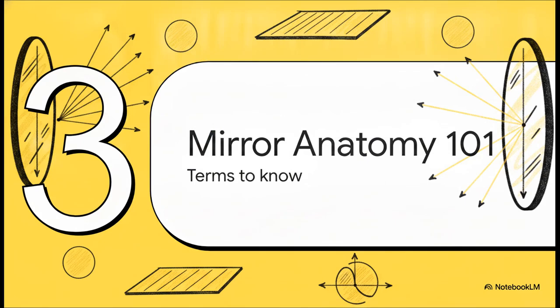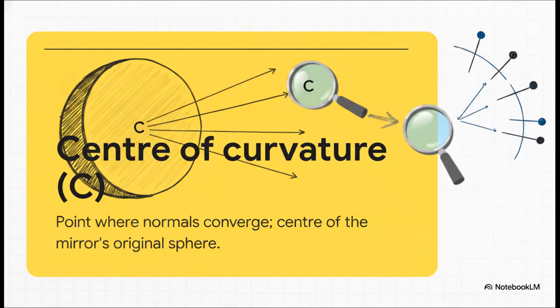Section 3, Mirror Anatomy 101. Let's get our terms down. To truly understand how light bounces off these converging and diverging normals, we need to build up a shared vocabulary. Let's dissect these mirrors teacher style and learn the core anatomical terms. First up is the center of curvature, which we call C. Remember those pins converging when we bent the foam inwards? Well, the exact point where all those normal lines would eventually meet and cross paths is the center of curvature.